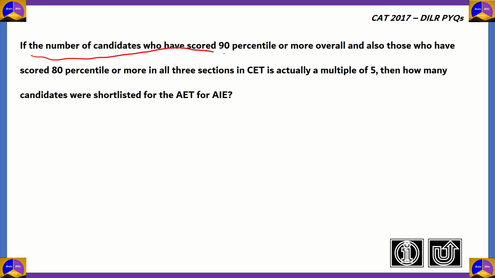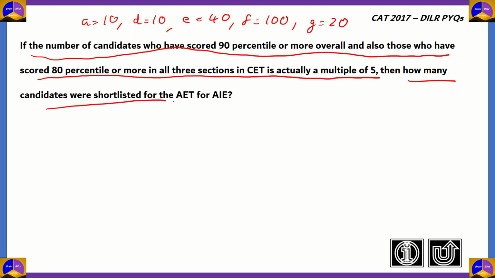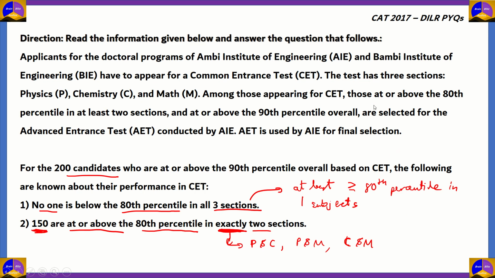If the number of candidates who have scored 90 percentile or more overall and those who have scored 80 percentile or more in all three sections in CET is actually a multiple of 5, that means A equals 10, D equals 10, E equals 40, F equals 100, G equals 20. We need to find out how many candidates were shortlisted for the AET for AIE. So how do we understand that? Let's go back and read the information in order to be more clear.